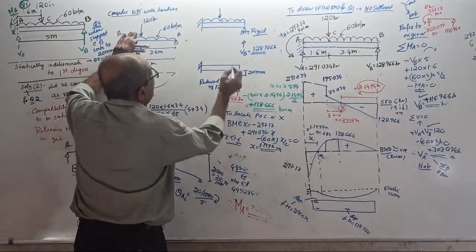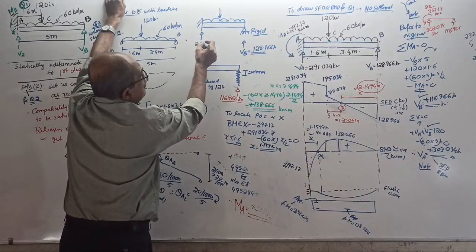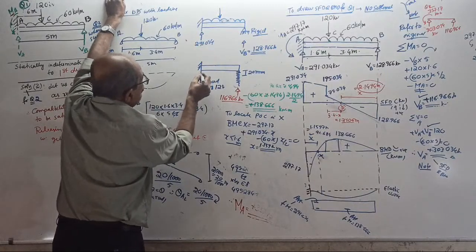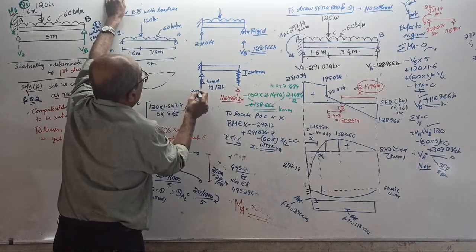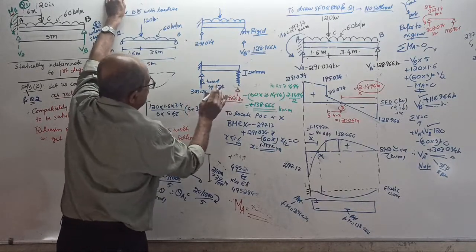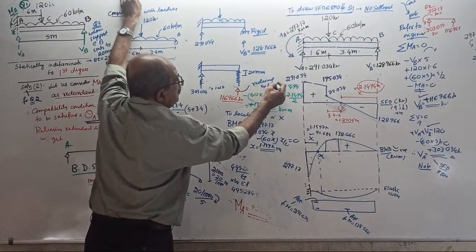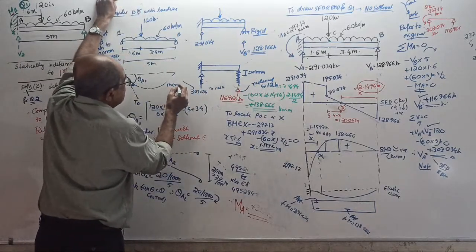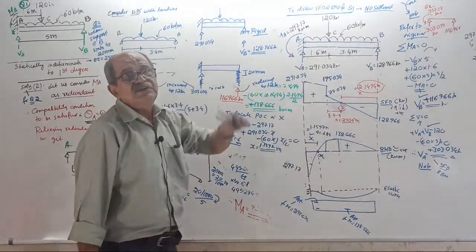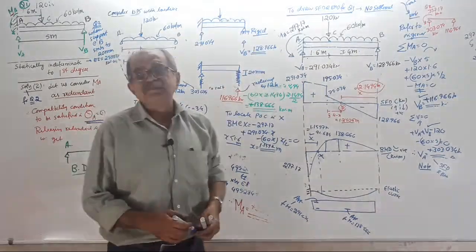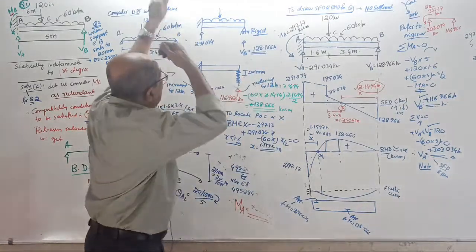Okay. Earlier, what VA came? 291.034. Now your VA came 303.034. So this reaction reduced by 12 kilonewton, and this reaction increased by 12 kilonewton. That is 12 kilonewton load. The load that was transferred last time is not transferred now. A 12 kN load was less transferred here, and it came to this one.